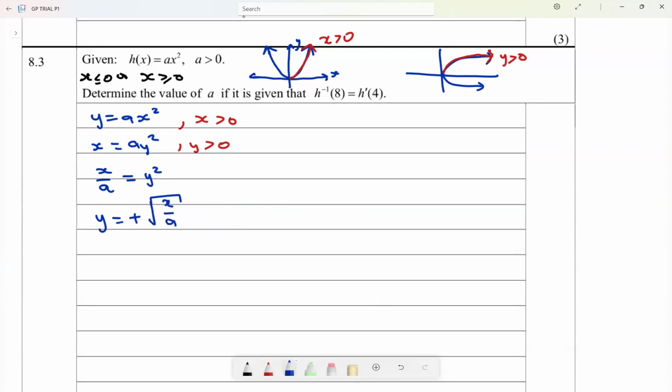And then let me evaluate. This is just the inverse. And then let me evaluate the inverse at x is equal to 8. So it's just going to be equal to the square root of 8 divided by a. You agree with me? The square root of 8 divided by a.